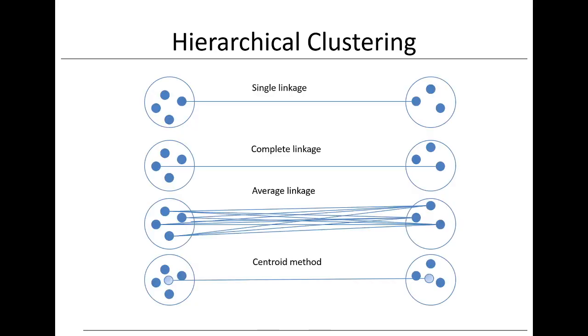We have already discussed how to measure the distance between individual observations. A related question now is how to measure the distance between clusters. Various options are available here. In the single linkage method, the distance between two clusters is defined as the shortest possible distance between any two members or observations in both clusters.